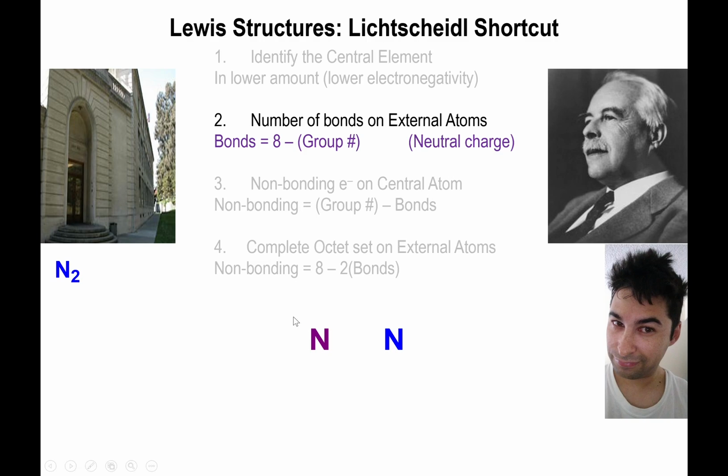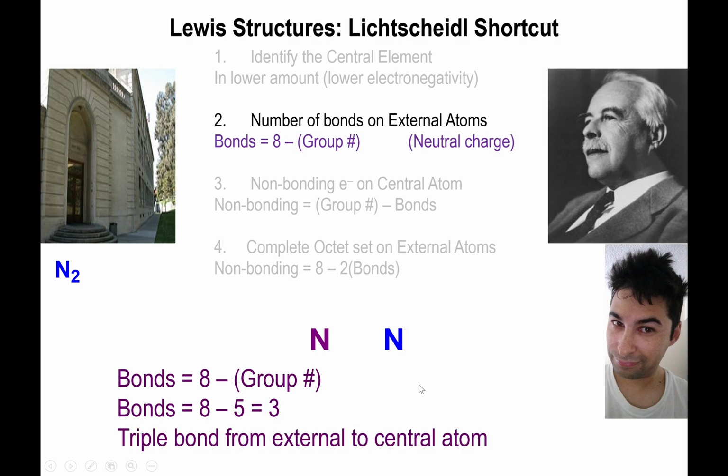Now, for the external atom, which is now the left nitrogen, what I do is I subtract the group number of nitrogen from 8. And the group number of nitrogen is 5. So 8 minus 5 tells us that we need to have 3 bonds present from the external element going towards the central one. So we basically draw a triple bond from the external to the central element.